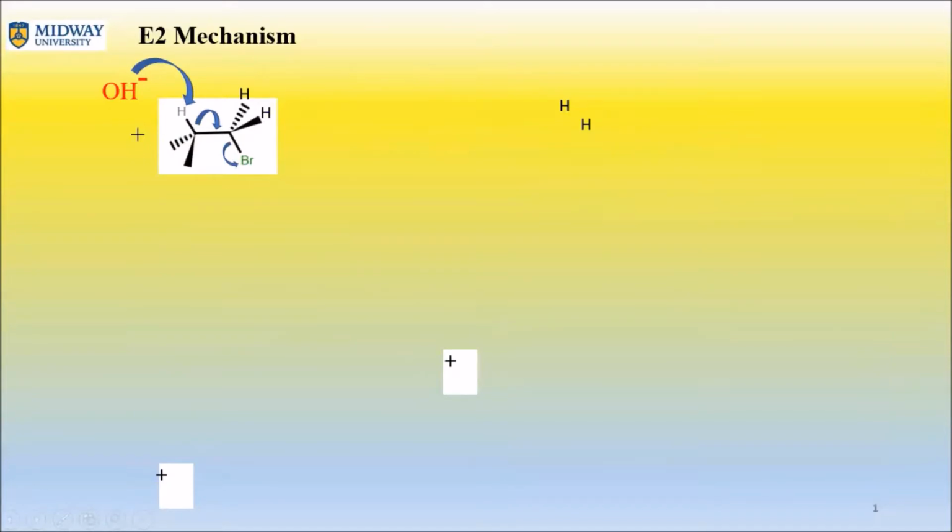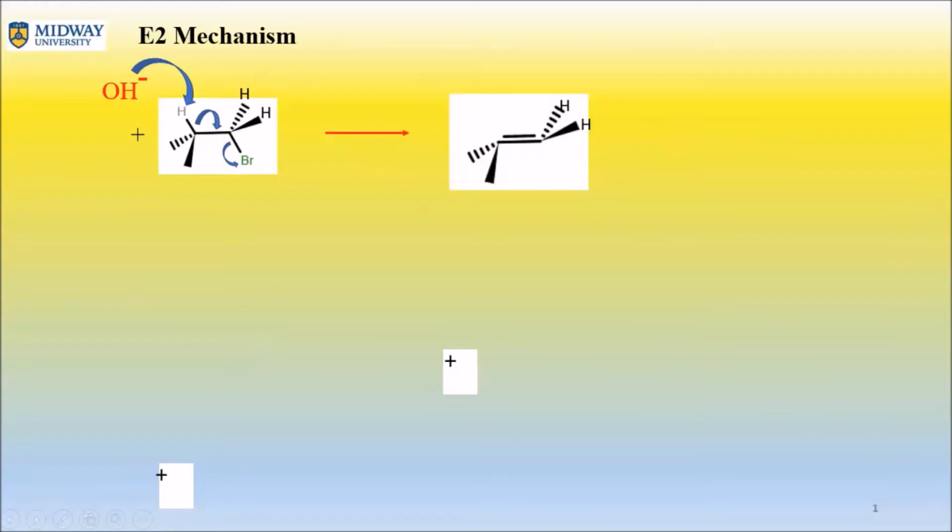Remember, the carbon containing the Br is your functional group carbon, and the carbon adjacent to it is the alpha carbon, which contains the alpha hydrogen, right? So the OH minus, which is your nucleophile, comes and grabs the hydrogen, and in the process that bond gets shifted in between the two carbons as a double bond, and the Br comes out, right?